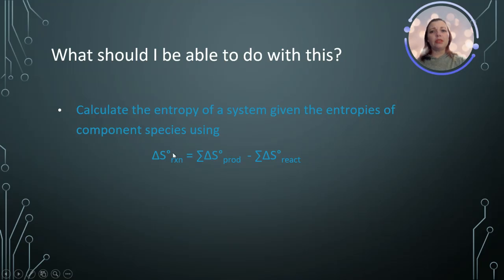So what should you be able to do with this? You should be able to calculate the entropy of a system given the entropies of component species using the sum equation that we've seen here. Now, as a reminder, what we did in topic 9.1 is we did some qualitative comparisons of entropy. Is entropy increasing or decreasing? Which species has greater entropy? So you should also be able to do that.